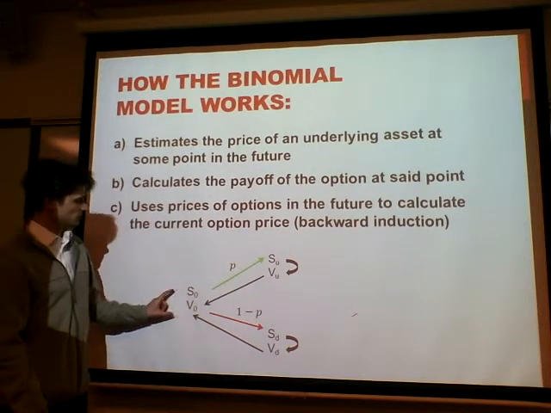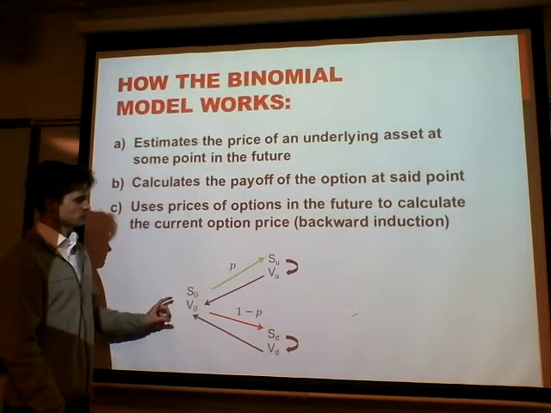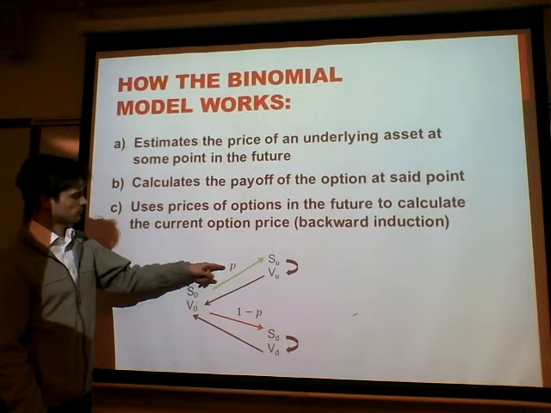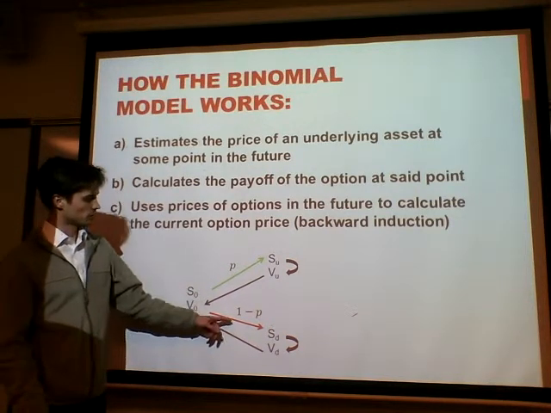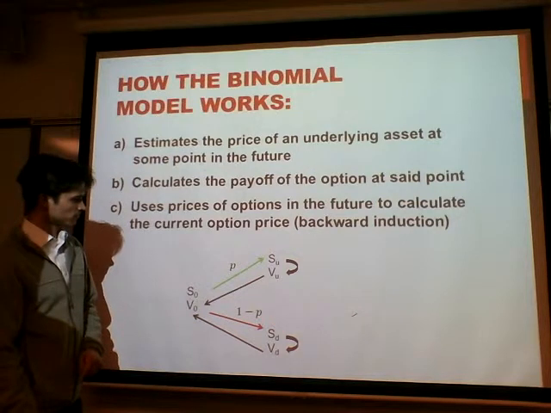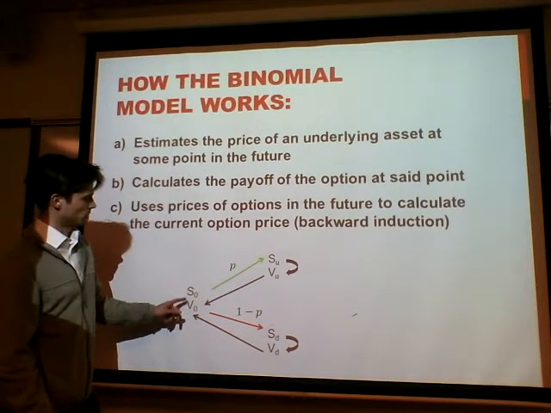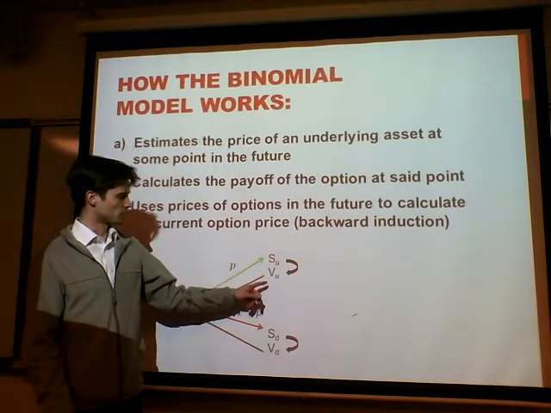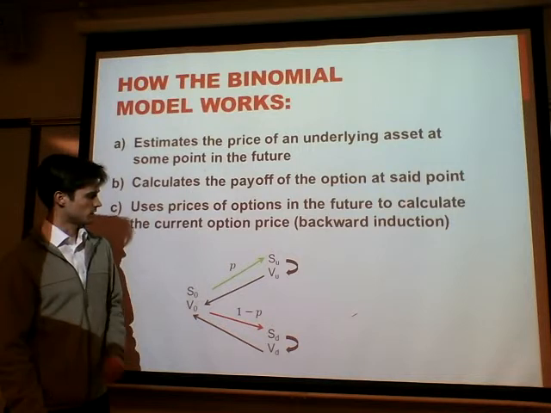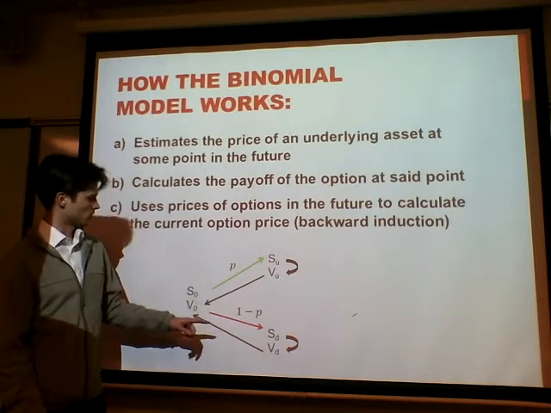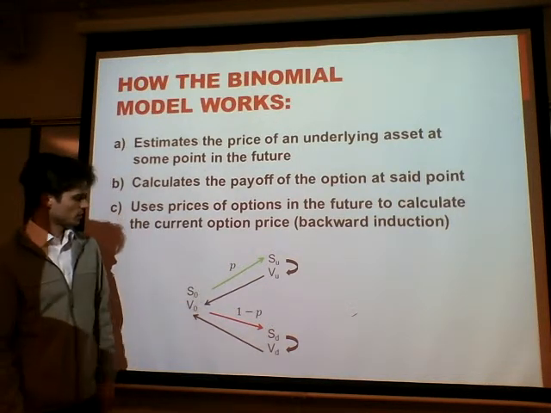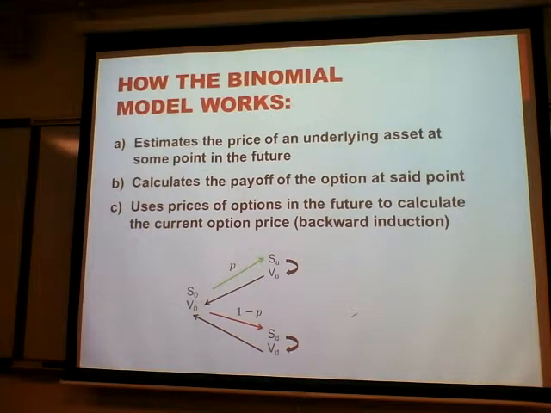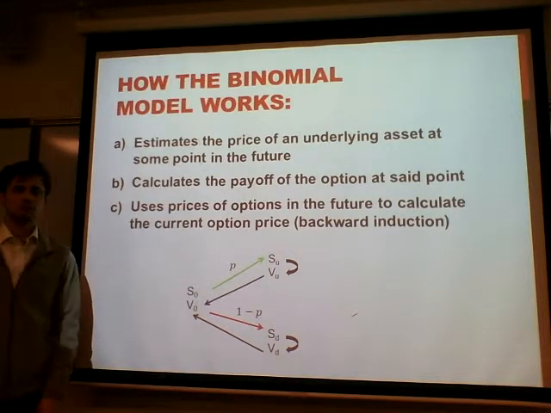So here we have a little model that describes a one-step binomial model. We have our probability p that the stock will rise. The probability that it will fall is going to be 1 minus p. And so this will bring us to our stock price in the future. Then we're going to use the stock price to calculate the payoff of the option. And then we're going to use the payoff of the option to calculate the value of the option today. The same thing happens if the stock moves down. So let's take a look at a generalized model.